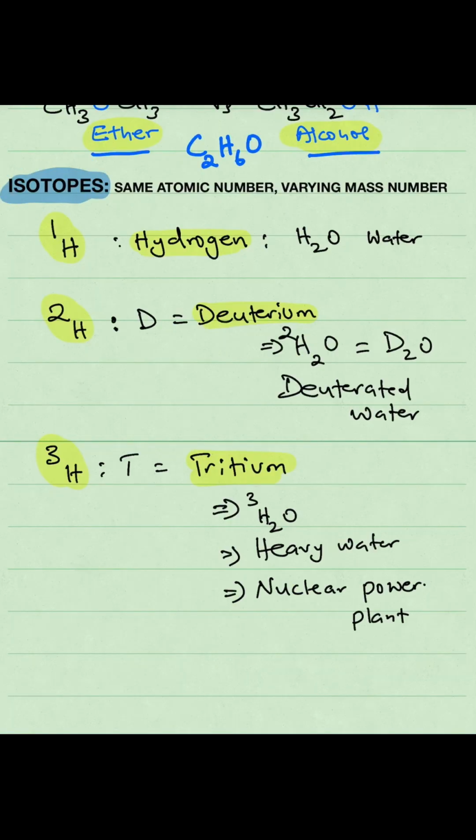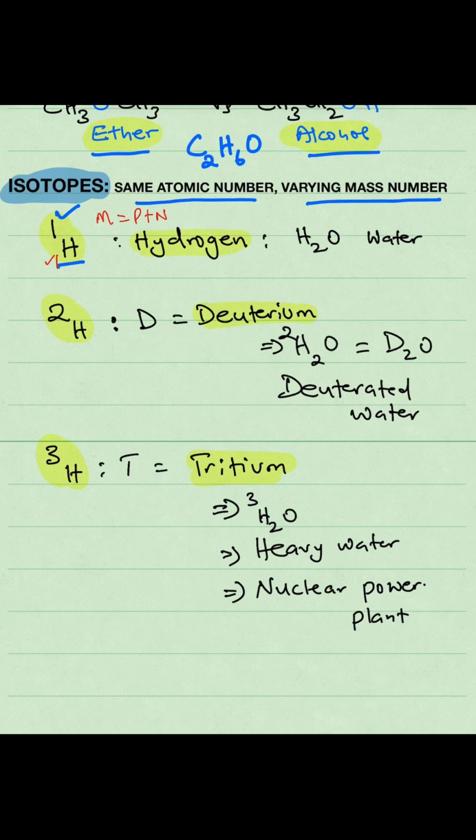Isotopes. These are atoms of the same element but with varying mass numbers. That means they have different numbers of neutrons. So for example, hydrogen with a mass of 1 has an atomic number of 1. So the atomic number there is 1 and the mass number is 1. That means it has 1 proton and 0 neutrons. So when you take proton plus neutron, you get the mass number. So mass number equals proton plus neutron. So in this case, it's 1 plus 0, which gives you 1.